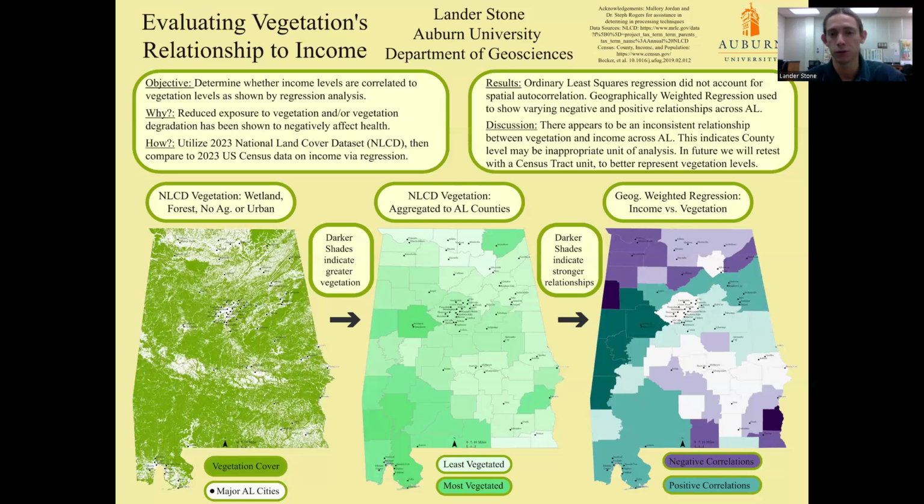To be able to do this regression analysis, though, there were several pre-processing steps that were required. And to start out, I worked at creating this map here. All my processing from start to finish was done in ArcGIS Pro. And this NLCD vegetation map, so wetland, forest, and then no ag or urban, covered specifically 7 data types. And I also included major Alabama cities, but we'll get back to that in a second.